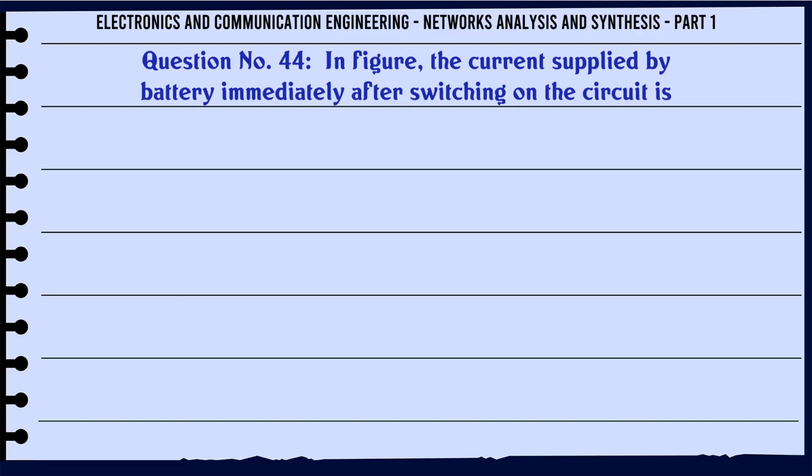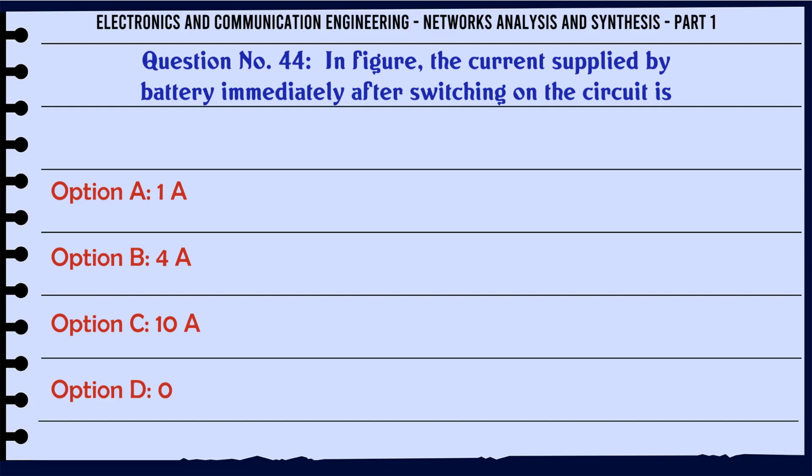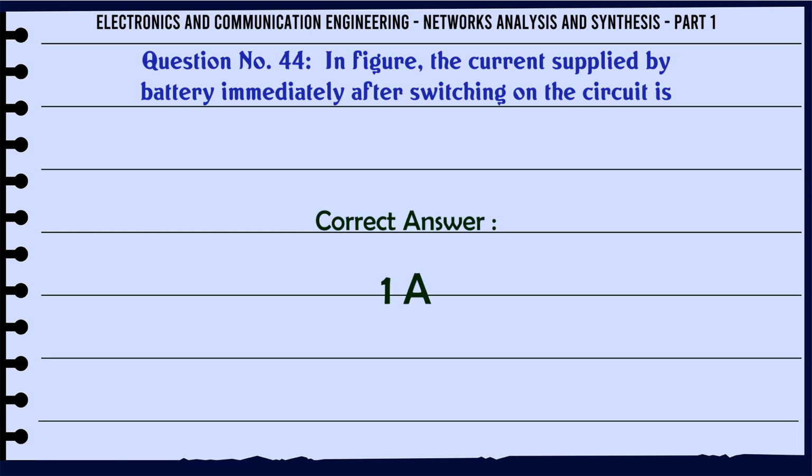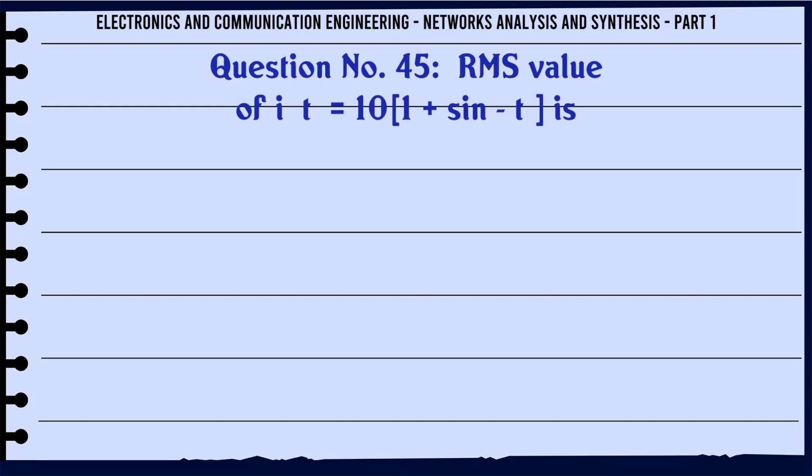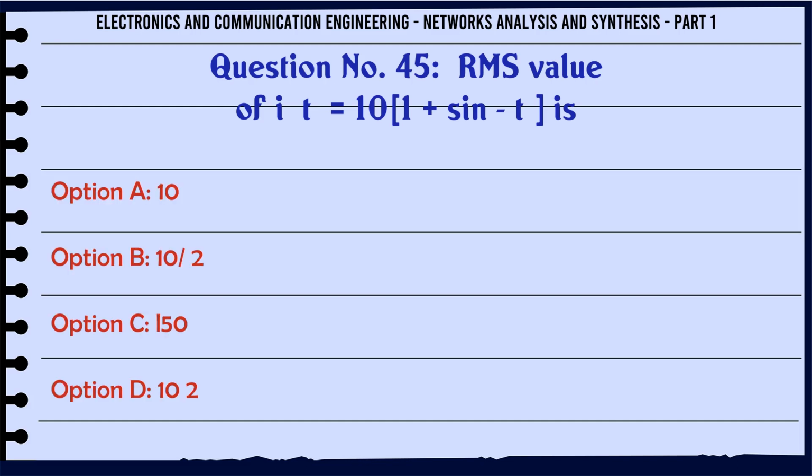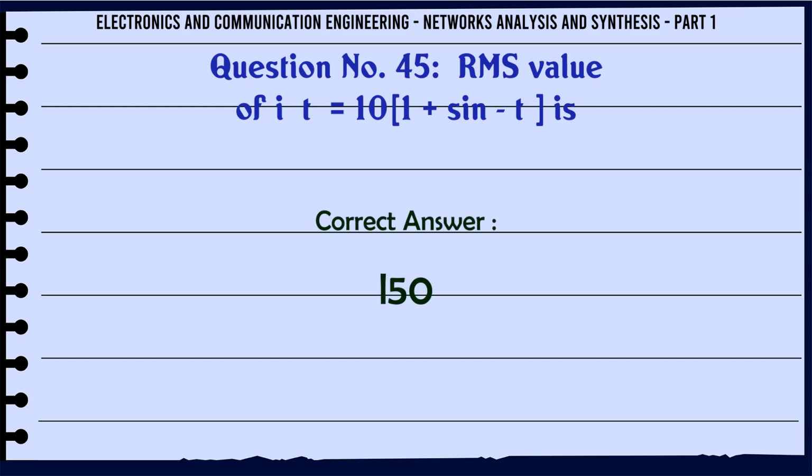In the figure, the current supplied by the battery immediately after switching on the circuit is A 1A, B 4A, C 10A, D 0. The correct answer is 1A. RMS value of the given current is A 10, B 10 2, C L50, D 10 2. The correct answer is L50.